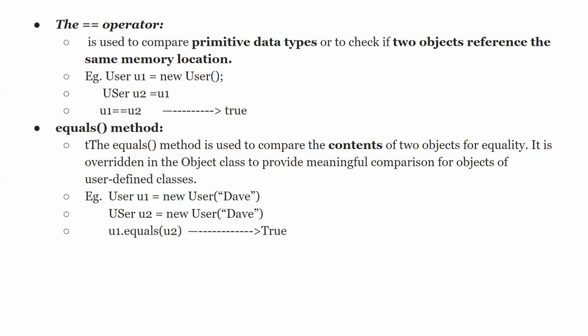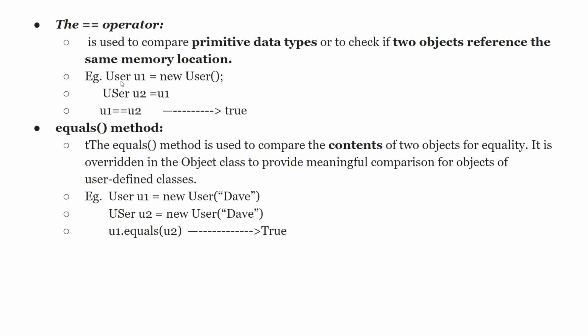So this operator is used to compare primitive data types, or to check if two objects reference the same memory location. When I say primitive data types, that is the values of primitive data types, right? Sorry for confusing here. It does not mean data types, but the values of primitive data types. So when we use the double equal operator, we are comparing the values of primitive data types, or checking if two objects are referring to the same memory location.